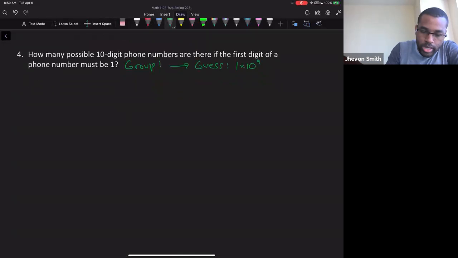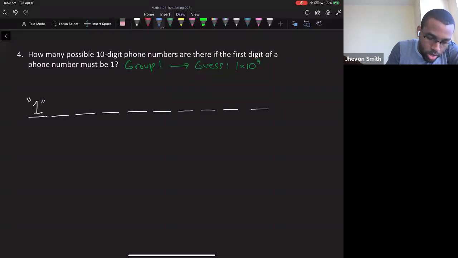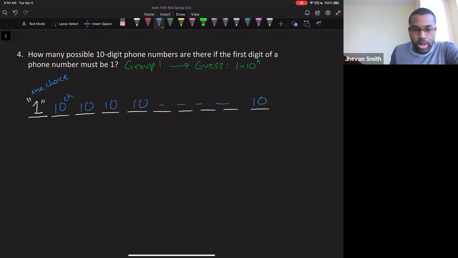Okay, so one way to visualize this is 1, 2, 3, 4, 5, 6, 7, 8, 9, 10, right? And we know that the first number has to be a 1. Let's put that there in quotations. So there is one choice here. And then you would have 10 possible digits for the other 9, right? So there are 10 choices here, 10 choices, 10, 10, 10, 10, all the way around. And so we get 10 to the 9 by the multiplication rule.